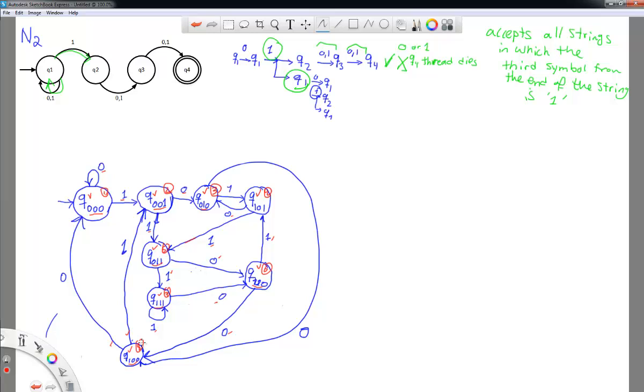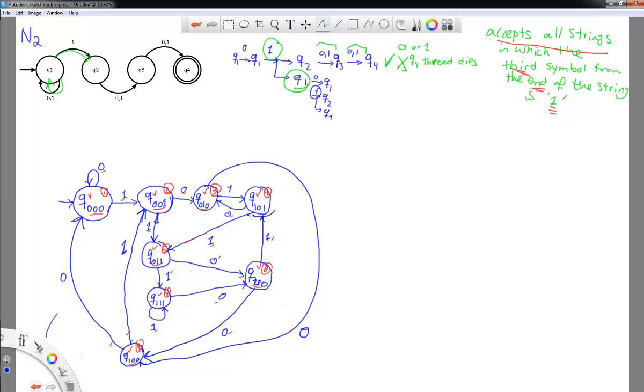So all my 8 states are done, and as you see, oh, I forgot the accept states. Which one of these states are accept states? Remember, I need to accept all strings in which the third symbol from the end of the string is a 1. So all the states in which the third symbol from the beginning is a 1 are going to be accept states.